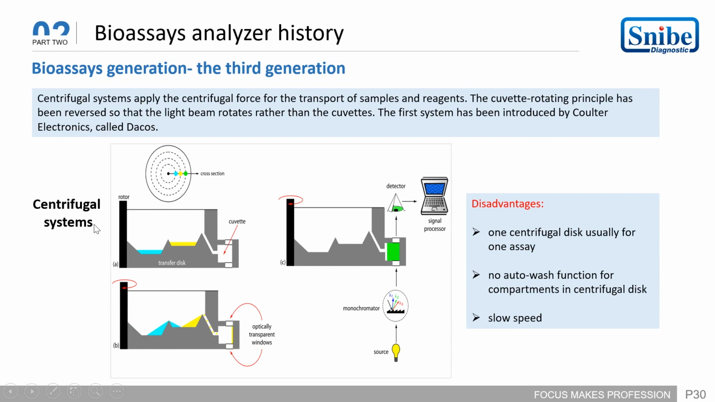Centrifugal systems. Centrifugal systems apply the centrifugal force for the transport of samples and reagents. The cuvette rotating principle has been reversed, so that the light beam rotates rather than the cuvettes. The first system was introduced by Union Carbide, called Dark Holes. And its disadvantages are one centrifugal disk usually for one assay, no auto-wash function for compartments in the centrifugal disk, and slow speed.